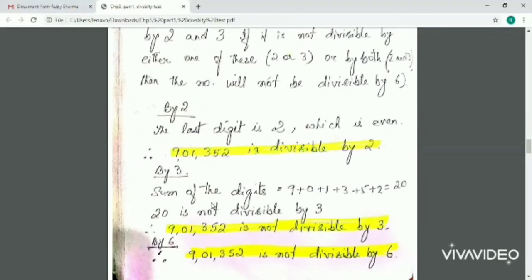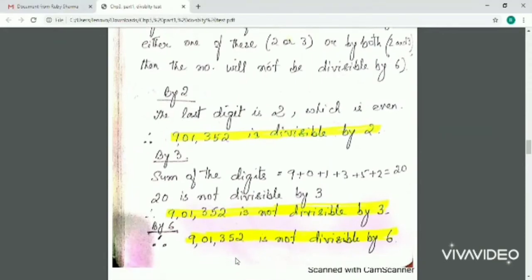Then I will check whether this number is divisible by 3. When I added up, I got 20, which is not divisible by 3. So this number is not divisible by 3. Then I write my final answer by 6, whether it is divisible by 6. So what do we infer? We conclude that the whole number is not divisible by 6.